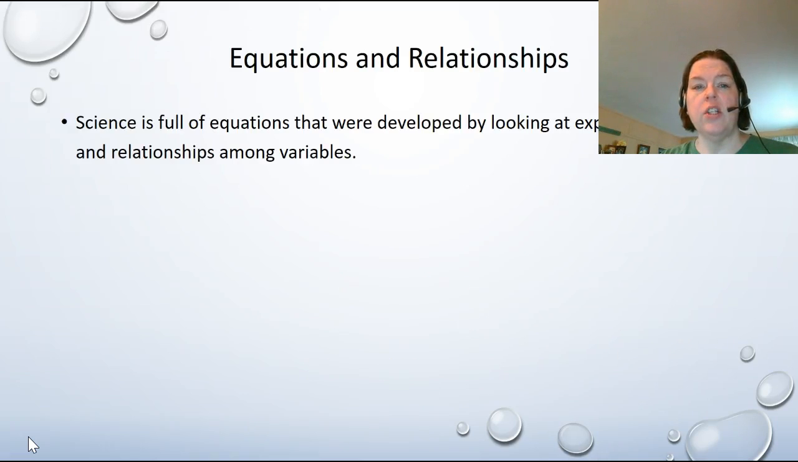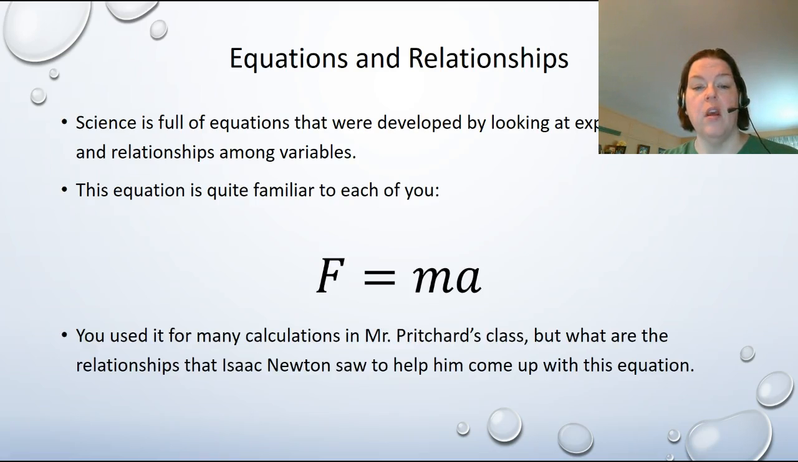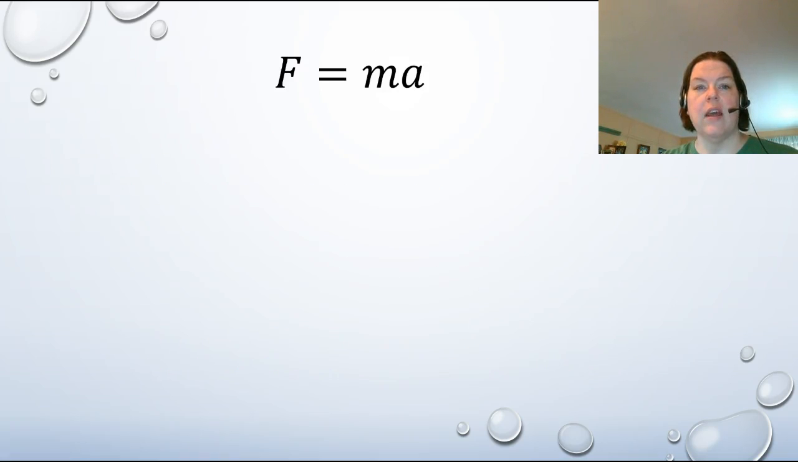So, equations and relationships. Science is full of equations that were developed by looking at experimental data and the relationships among the variables. One that's quite familiar to each of you is Newton's second law: force is equal to mass times acceleration. You used this calculation in Mr. Pritchard's class, but what were the relationships that Isaac Newton saw to help him come up with the equation? How did he develop this? So let's look at that for a second.